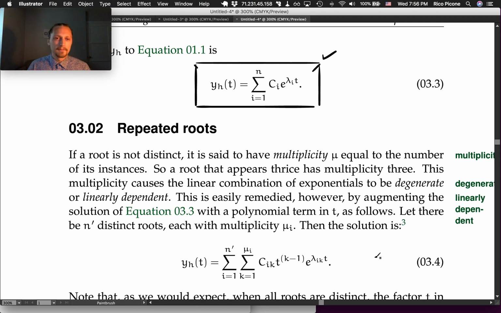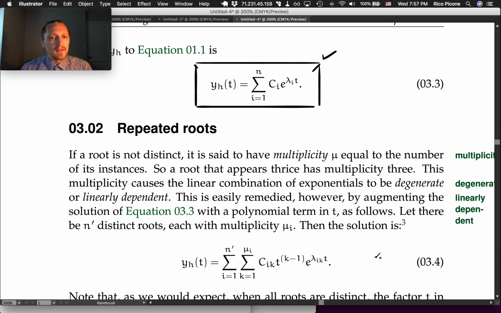If any root is not distinct, it is said to have multiplicity mu equal to the number of its instances. So if you've got 3 of them, then it has multiplicity 3. If maybe one of your roots is negative 17, and you've got 3 of them at negative 17, then the root negative 17 has multiplicity 3. In the normal case where you don't have any repetition, you have multiplicity 1. We typically just don't say it has any multiplicity, but technically, mathematically, it has multiplicity 1.